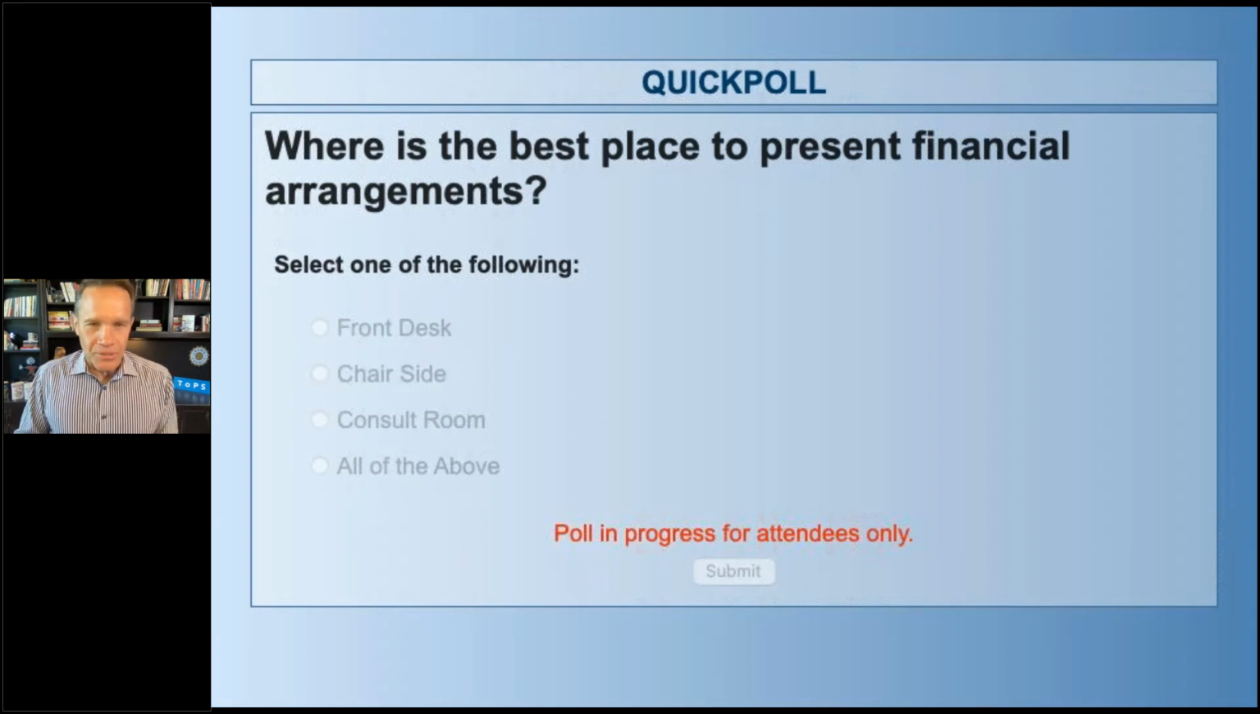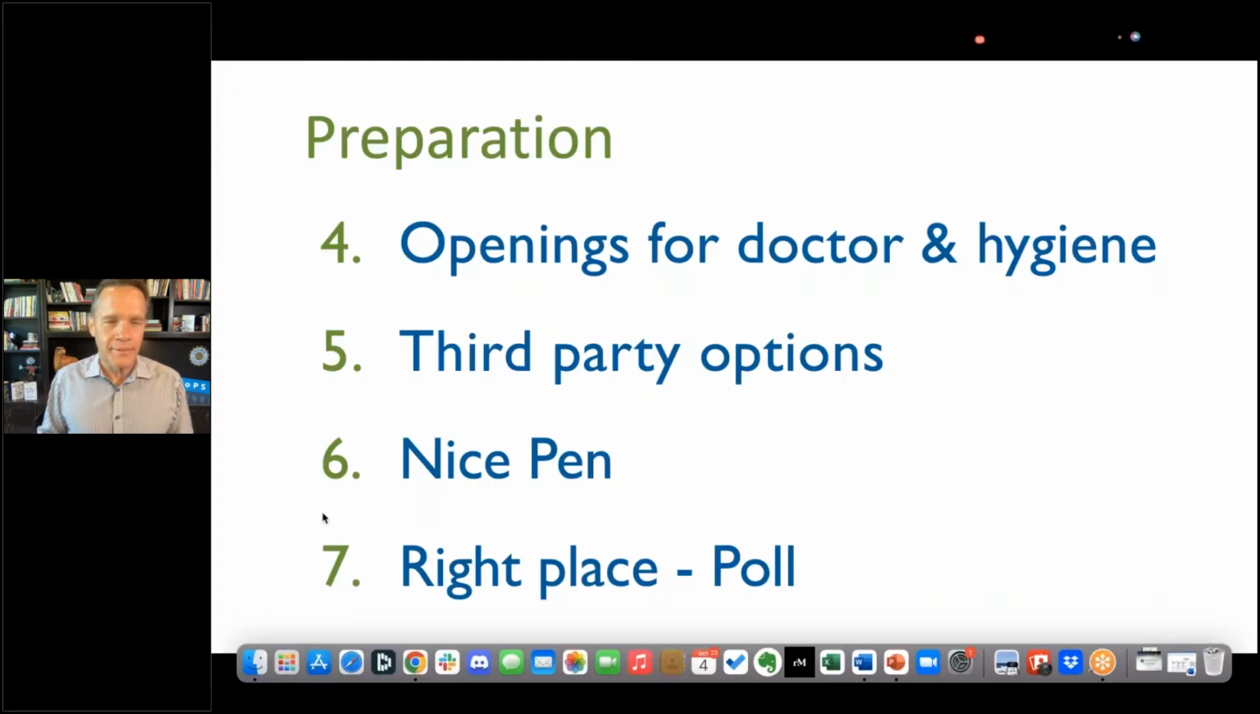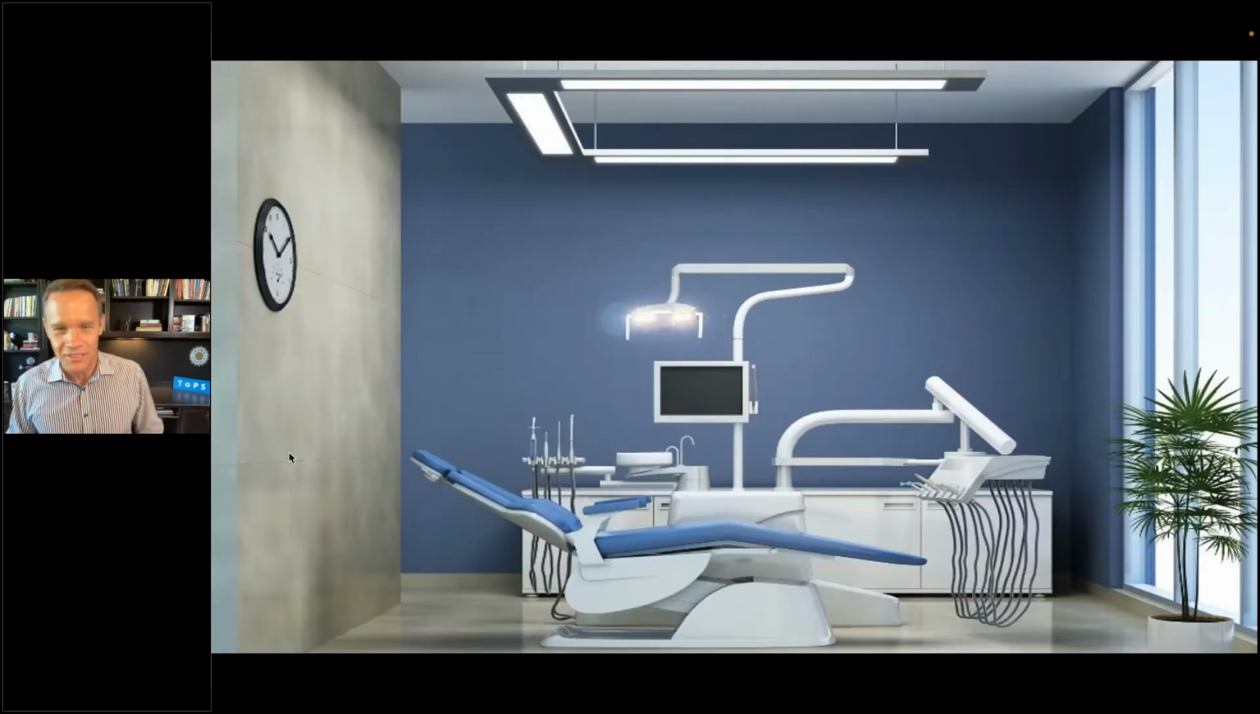All right, Jacob, let's close that out, see how we did. All right, 76% said consult room, 12% all the above, 9% chair side, and 3% front desk. Very interesting. All right, excellent. Glad we got the feedback. Here's the answer, chair side. So in all the research that we've done, this may surprise you, chair side gets the best financial results.